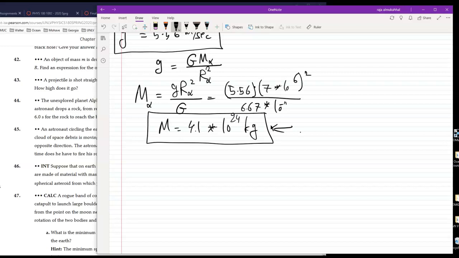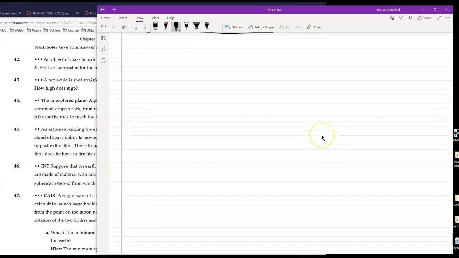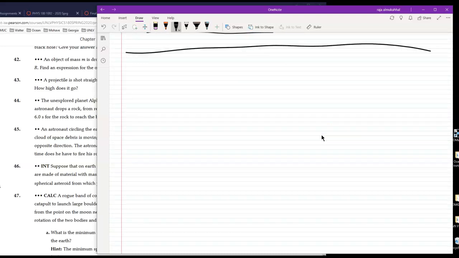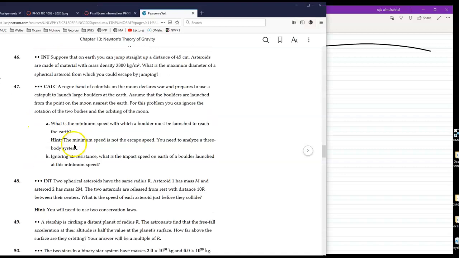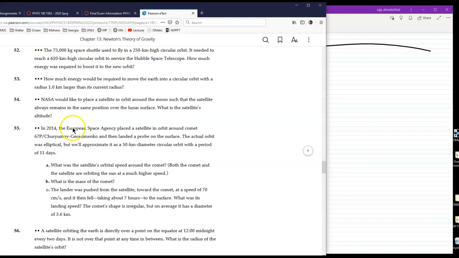Next, number 53. I don't know why it's level 3. He puts it level 3. I don't know why. And it's only really one step. Okay, number 53. Right there.